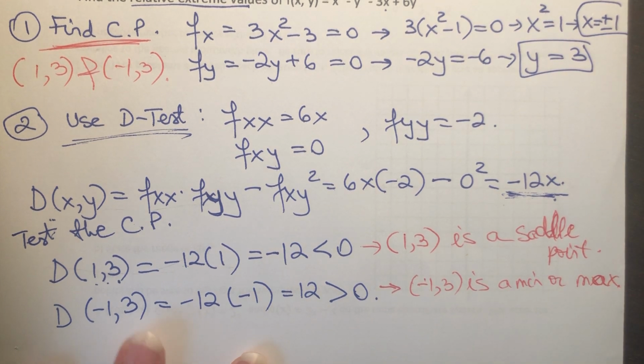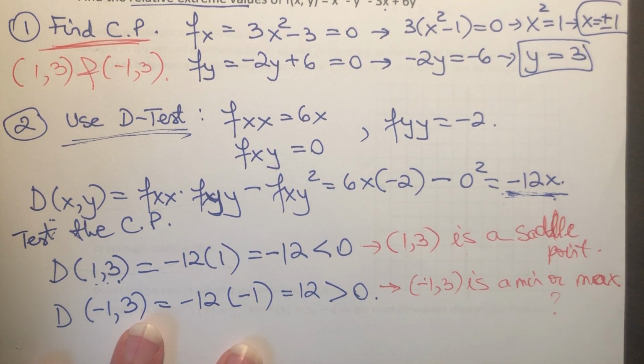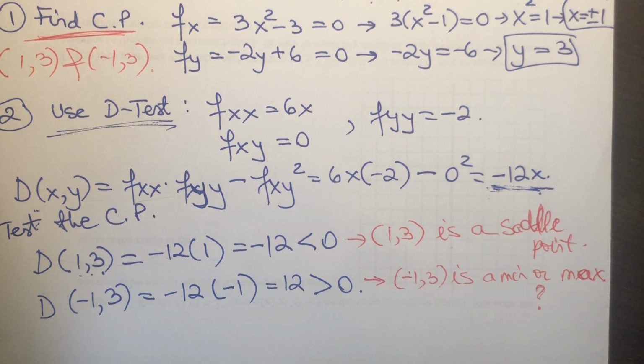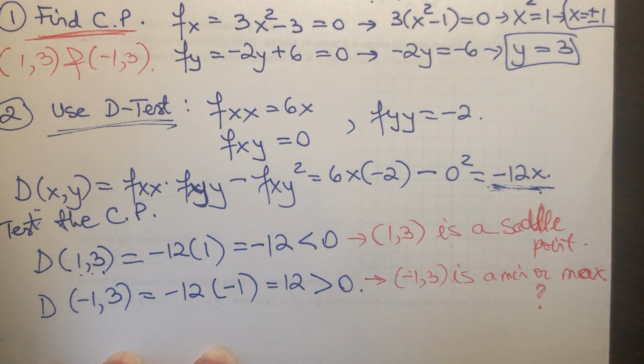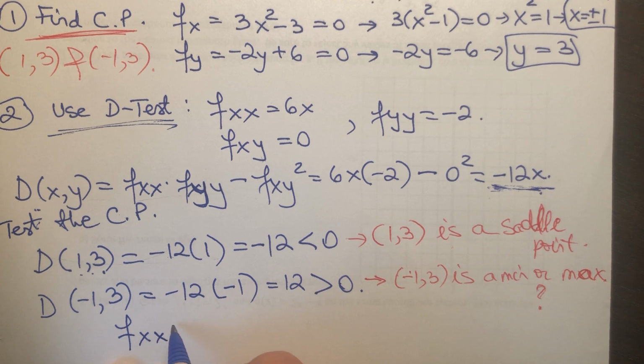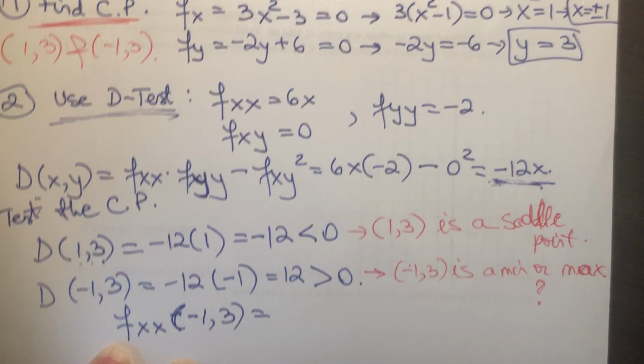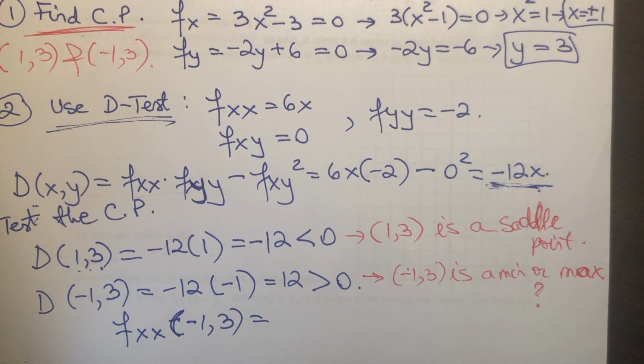Now, who decides on the tiebreaker? Who decides if it's going to be a min or a max? Remember what I explained to you in the previous video? It's either both of these are positive or both of those are negative. So all you have to do is test it just in fxx. Okay. So look at fxx. Plug in this -1, 3 and see the sign of that. That's your tiebreaker between being a min or a max.